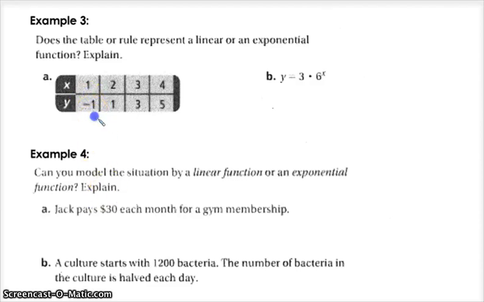So if I look here from -1 to 1, that's a difference of 2. From 1 to 3, that's a difference of 2. And from 3 to 5, that's a difference of 2. So since I have this common difference, this is linear.